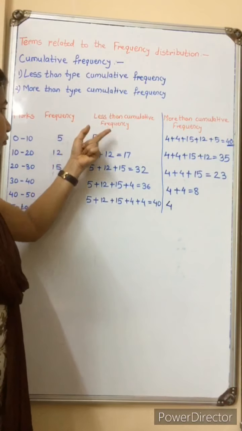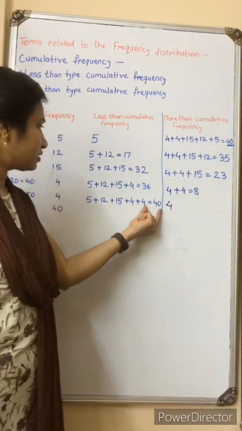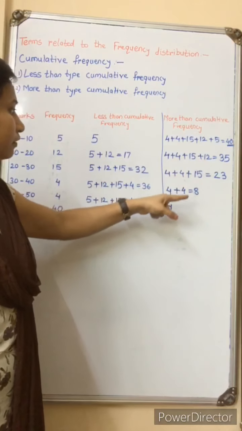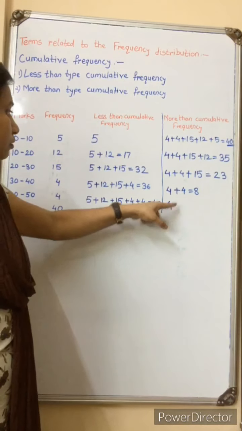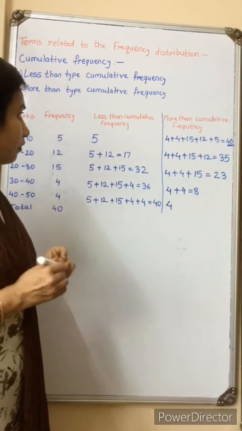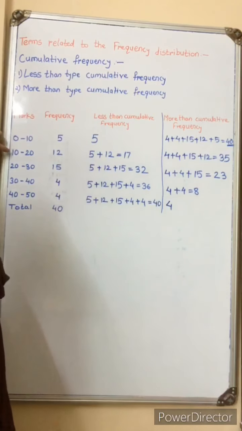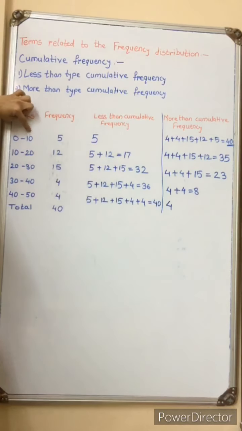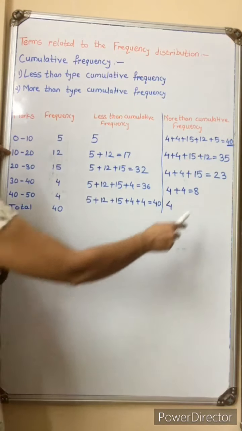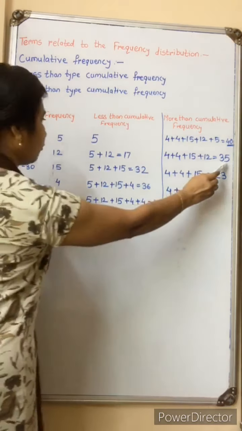In less than cumulative frequency, you got the total frequency in the highest class. In more than cumulative frequency, you have it in the lower class. Now if I want to find out the number of students having more than 10 marks, I consider here more than 10 marks are 35. The number of students having more than 10 marks are 35.